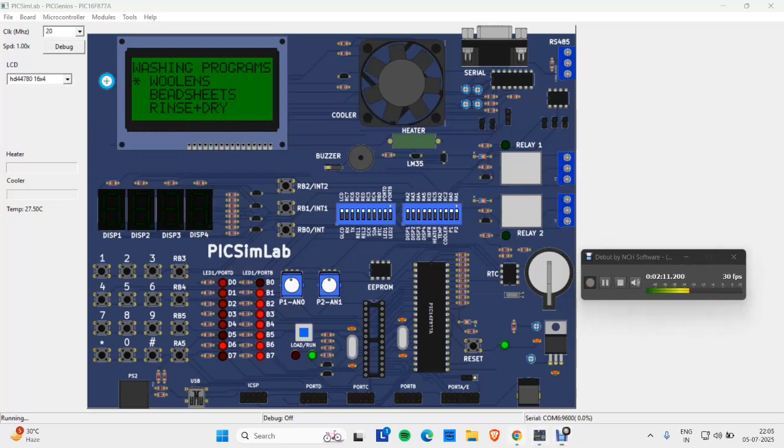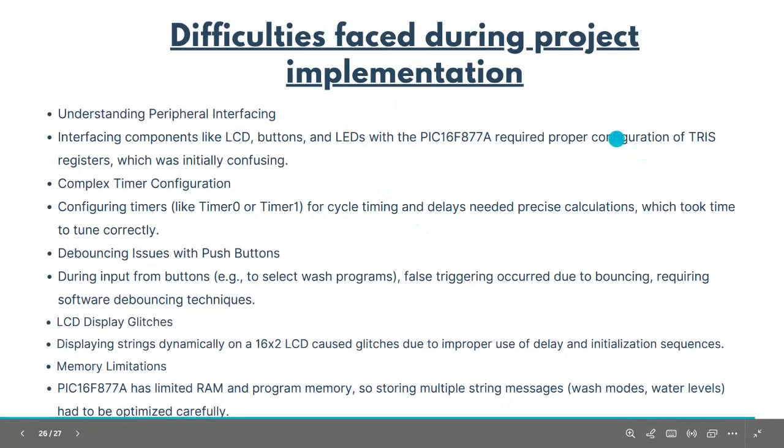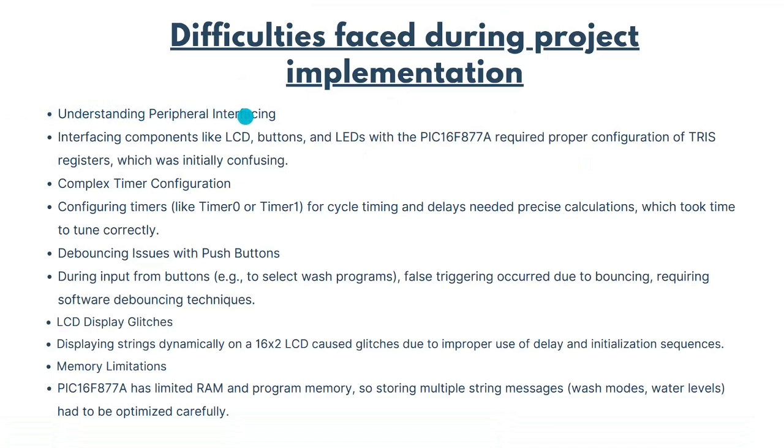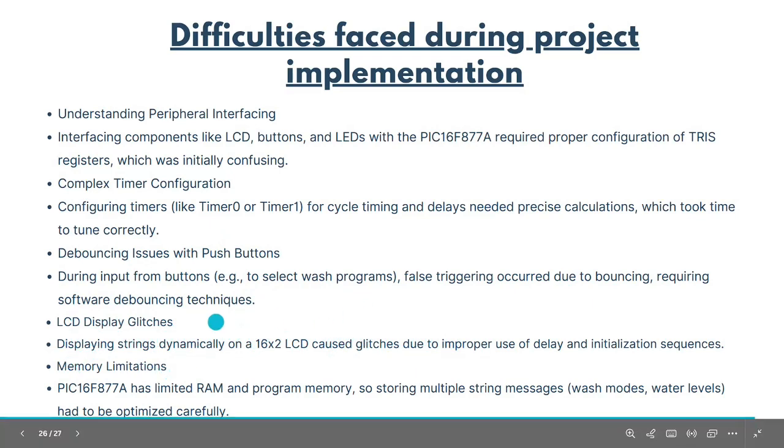Now at last we will be discussing the difficulties that we faced during this project. The difficulties were understanding peripheral interfaces and complex timer configuration: configuring timers like Timer 0 and Timer 1 for cycle timings and delays needed precise calculations. Debouncing issue with push buttons: during input from buttons, false triggering occurred due to bouncing, requiring software debouncing techniques. LCD display glitches: displaying dynamic strings on a 16x2 LCD caused glitches due to improper use of delay and initialization sequences. Memory limitations: the PIC16F877A has limited RAM and memory for storing multiple string messages.